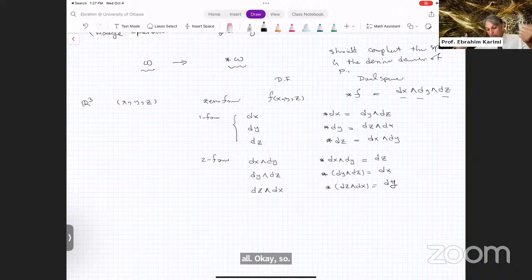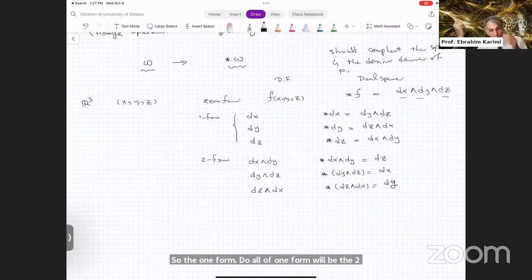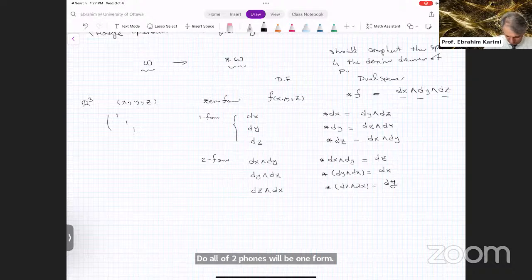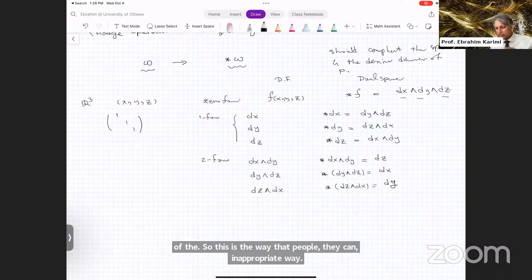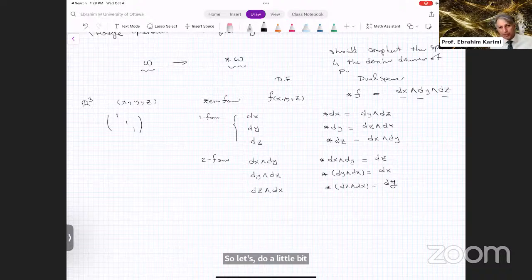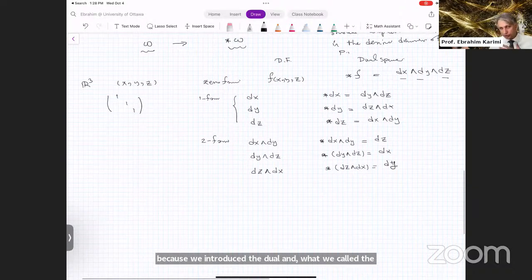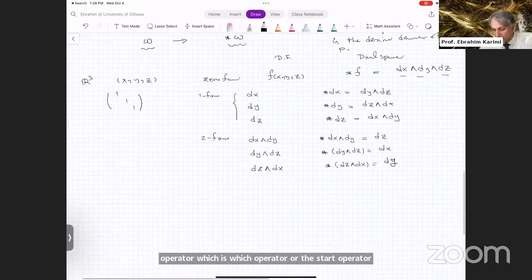So the dual of a one form will be a two form. The dual of a two form will be a one form. Remember, this is Euclidean space, and in Euclidean space usually the metric is 1, 1, 1. That's the reason I have not considered the action of the metric. So this is the way people can write it in a proper way. I think we stop here because we introduced the dual, what we call the Hodge operator or the star operator, which takes us to the dual space or the complementary space.